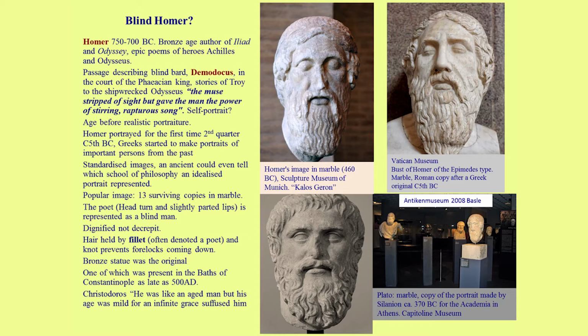And certainly very, very old images of Homer in the antique style of statues show him in this fashion with his eyes closed, lips slightly apart. He's usually wearing a little headband of bronze. This is the kalos geron, the beautiful old man type of image. There are many, many examples of this image, which are all copies essentially, perhaps of an older bronze. And there was a description of this head as a bronze in the baths in Constantinople as late as 500 AD.